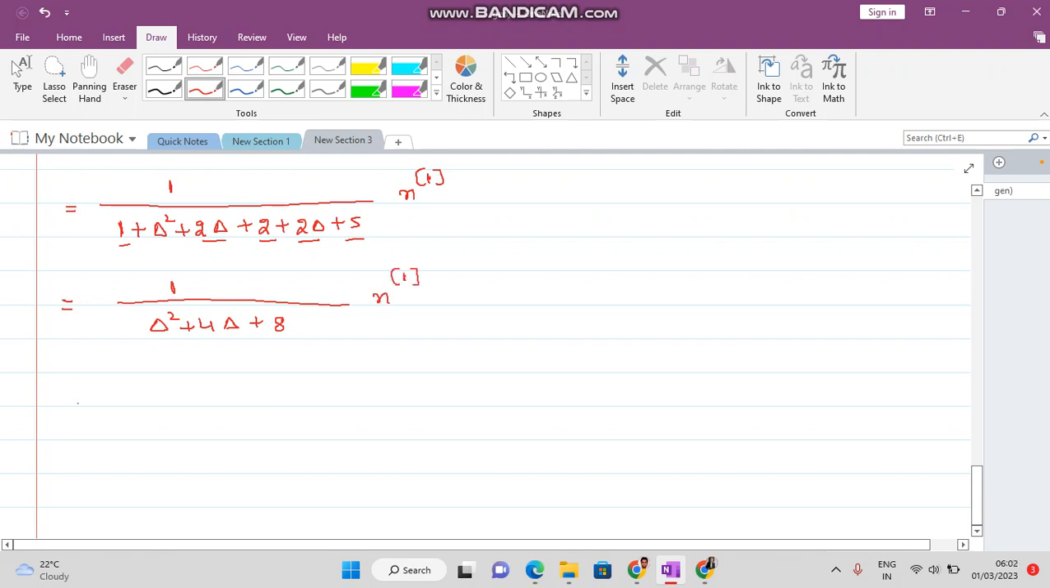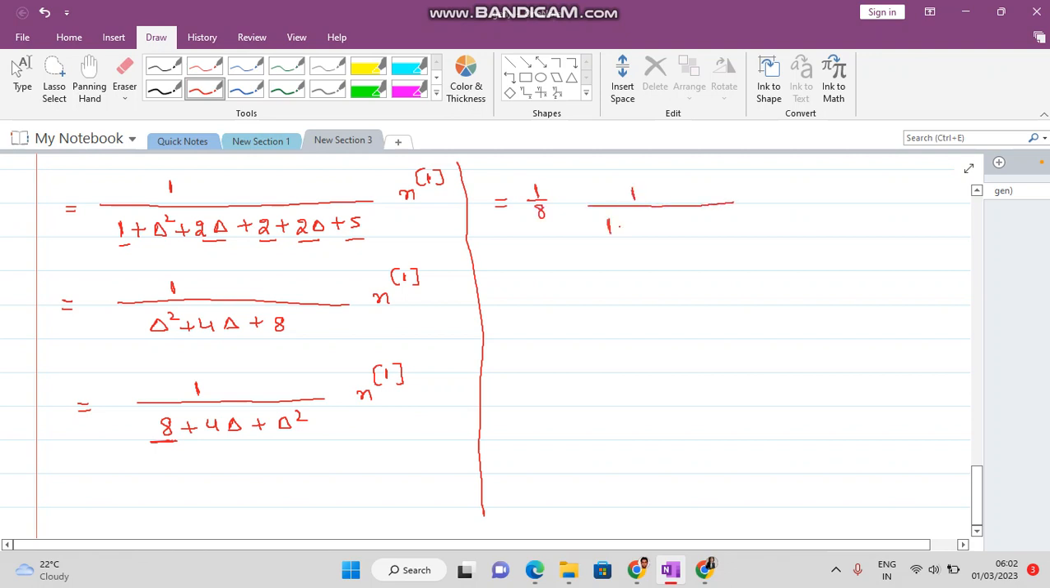Now write this denominator in ascending powers of delta. So first of all, write the constant term, then 4 delta plus delta square, n raised to the power 1 factorial. Now in order to apply the binomial expansion, make this first coefficient 1. So take 8 common from it. Here you are left with 1 plus 4 delta by 8 plus delta square by 8, into n raised to the power 1.